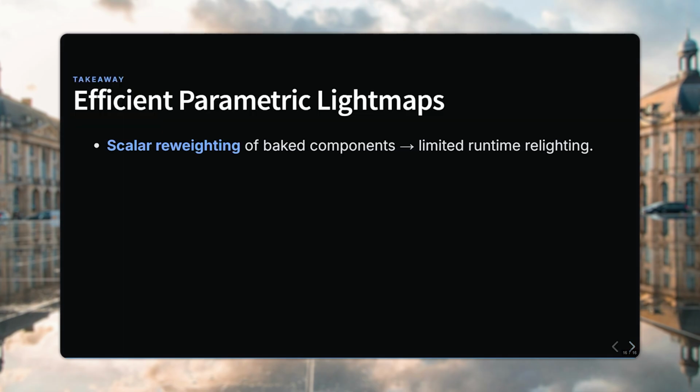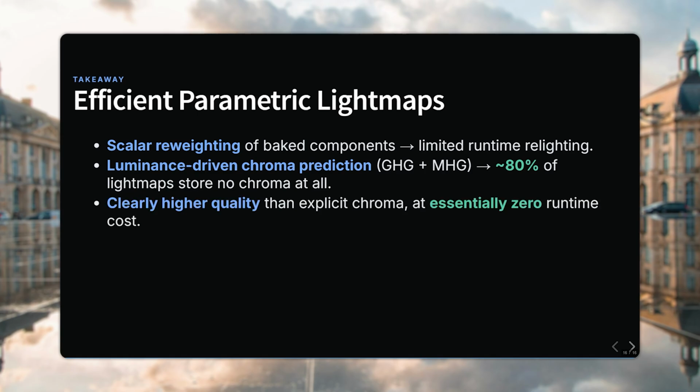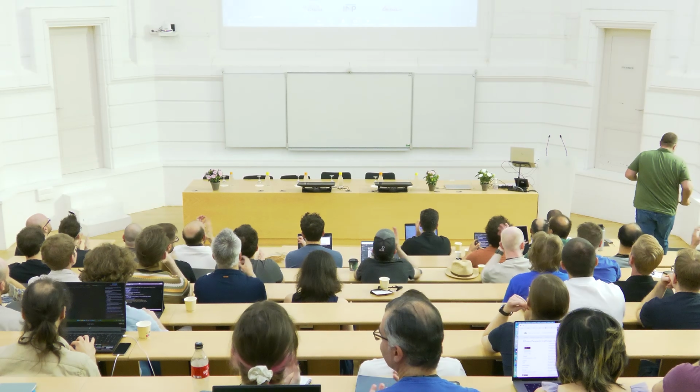Okay, so to wrap up, first, scalar reweighting of the baked components gives us limited runtime relighting. Second, luminance-driven chroma prediction using GHG and MHG removes chroma storage for about 80% of light maps. And third, we get clearly higher quality than explicit chroma at essentially zero runtime cost. That's up to 5.86 dB better with at most one extra texture sample. So thank you, and I'm happy to take your questions live.